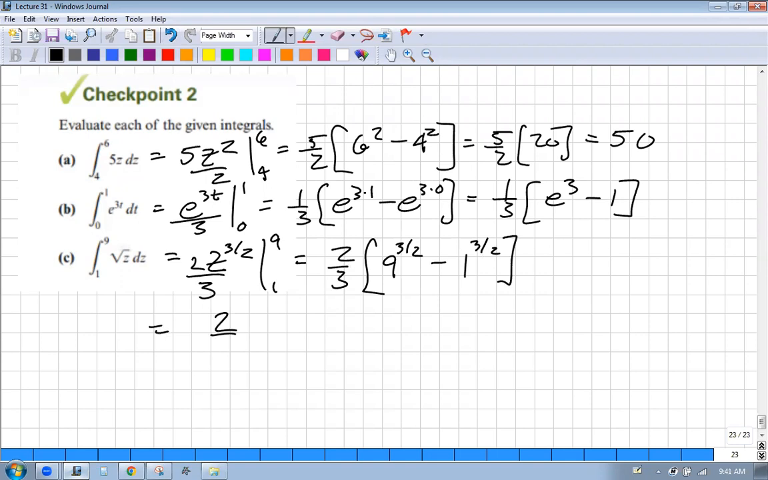Now we need to simplify. The square root of 9 is 3. 3 cubed is 27. We have 2/3 times the 26. Whatever. I don't want to do arithmetic.